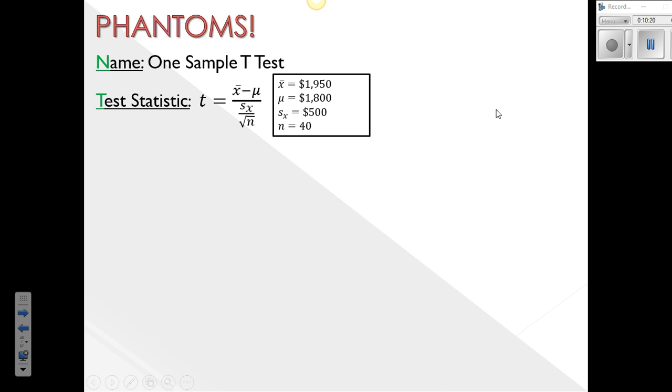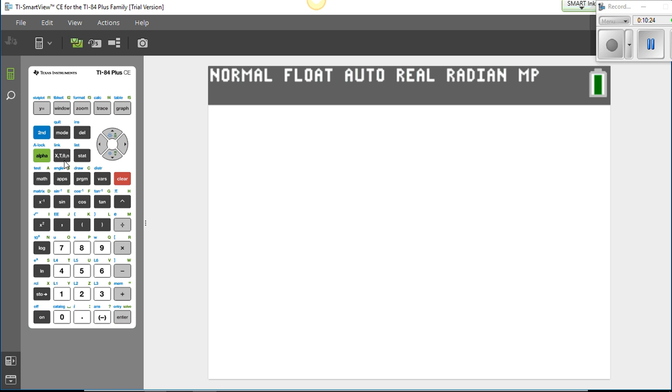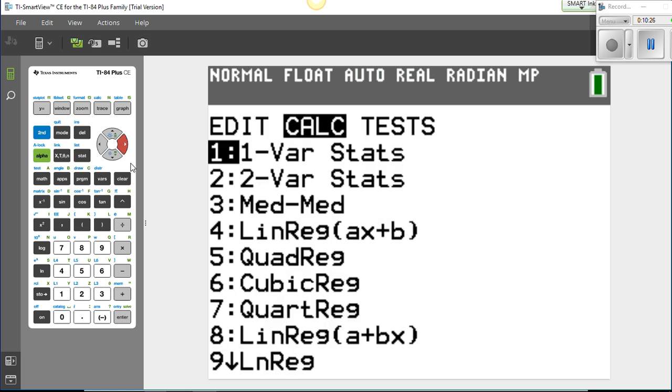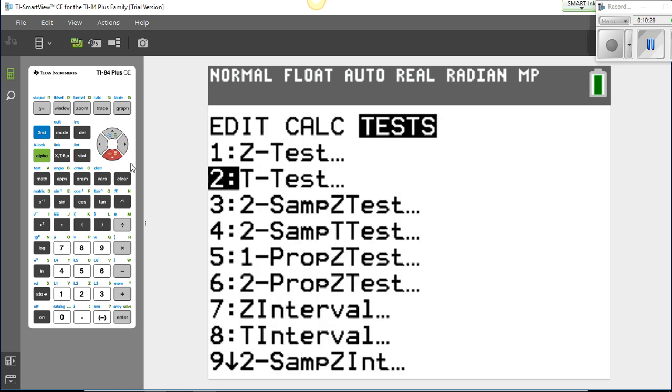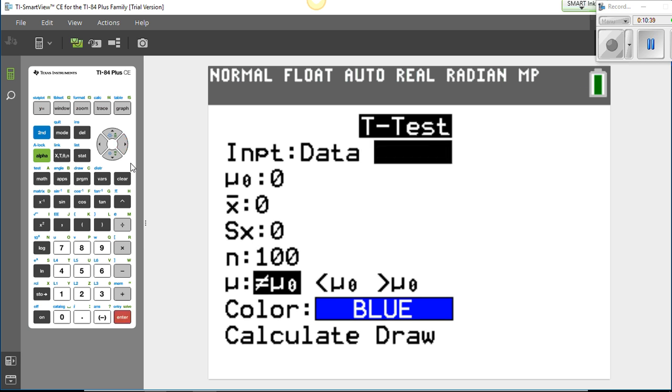T-test, right? So I'm going to come over to my calculator. Clear that out. Stat, we're going to go over to tests, and we're going to go down and do number 2, t-test. Are we inputting data here, or are we inputting statistics that are already summarized for us? So we're going to go over to statistics. Do you guys now see the difference between the two? Okay. So if you type your data in, that's when you're going to use data. If you have summary statistics, you're using stats.